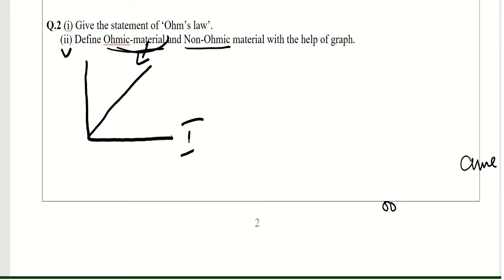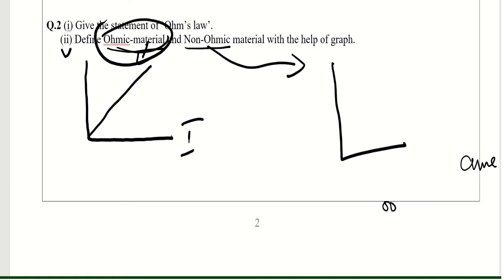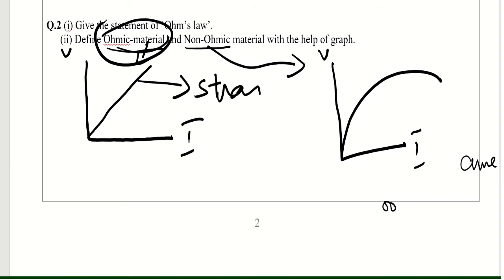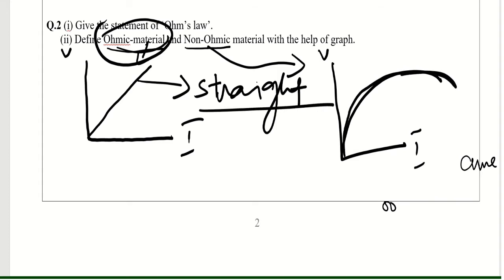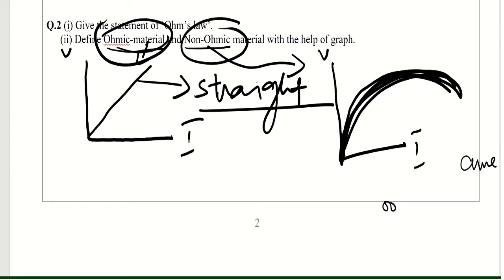So this is for the ohmic materials, and for non-ohmic material the graph is like this. If I plot the graph between V and I, the graph is like this. So it is not straight. For Ohm's law, for the ohmic, the graph is always straight. But here the graph is moving like this, so not straight. So this is for the non-ohmic materials.